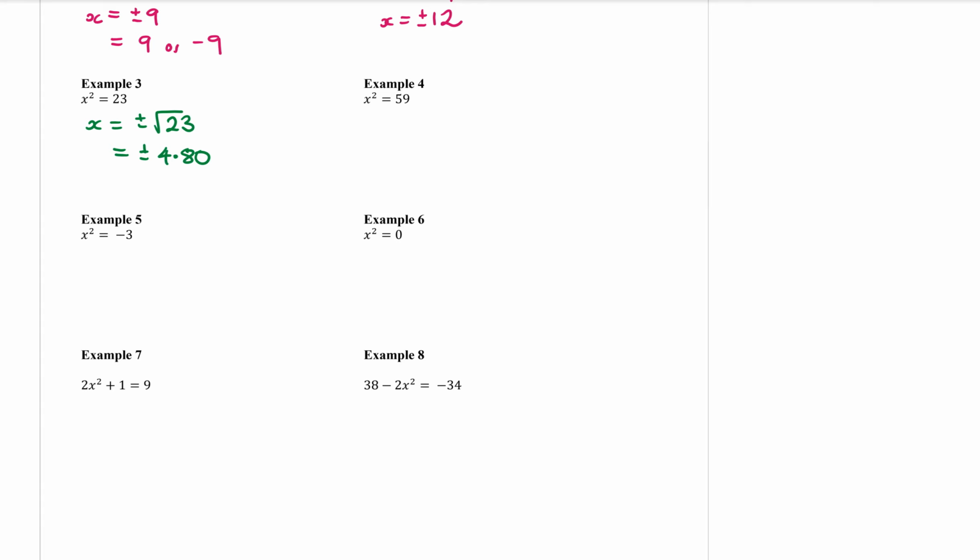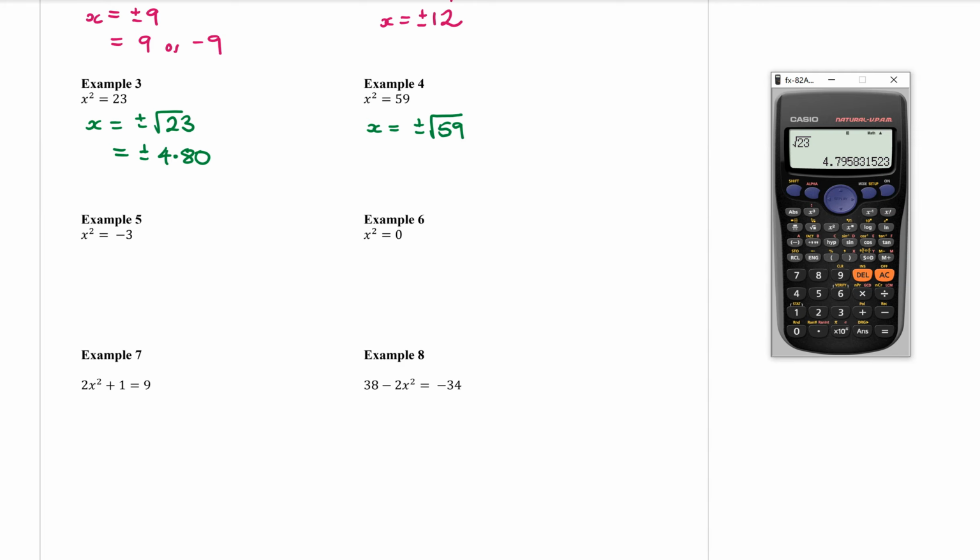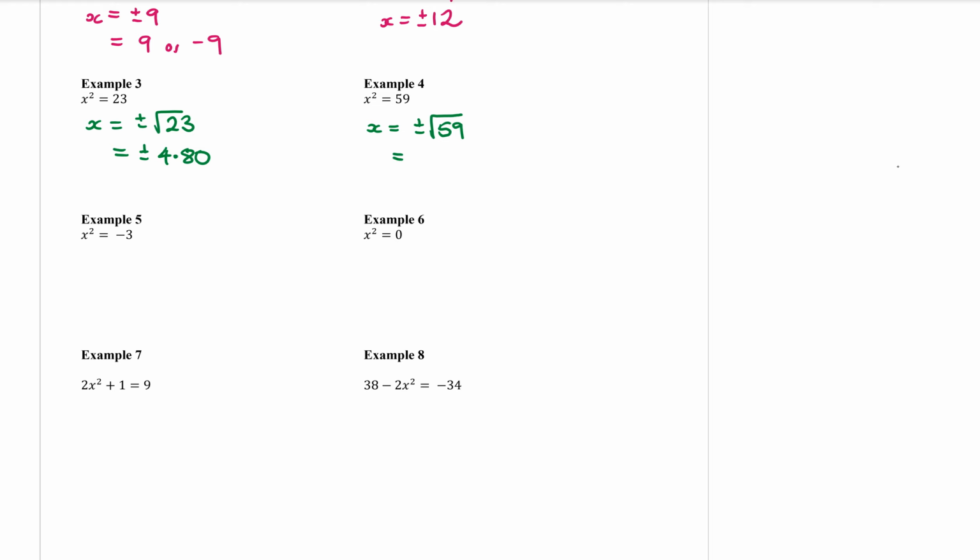Let's try example 4. To get rid of the squared, I will have plus or minus the square root of the 59. On the calculator, if I square root 59, I get that decimal. So again, 2 decimal places would be 7.68, but this time the next number is a 1, so it's just going to chop off there. So 7.68 will be the answer, plus or minus 7.68.